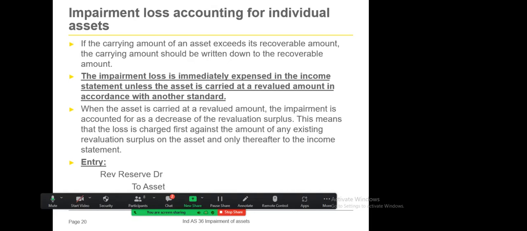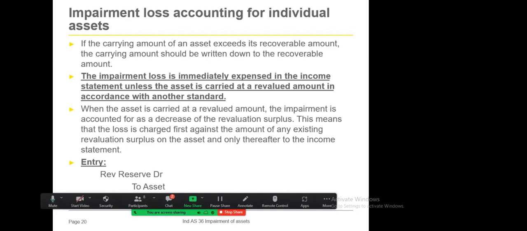The standard says, when the asset is carried at a revalued amount, the impairment is accounted as a decrease of the revaluation surplus. This means that the loss is charged first against the amount of any existing revaluation surplus on the asset and only thereafter to the income statement. So if an asset has been revalued in the past, you need to first hit that revaluation reserve and then only the balance will be taken to your P&L. However, if an asset has not been revalued in the past, then the direct hit will go to your P&L, that is your income statement.